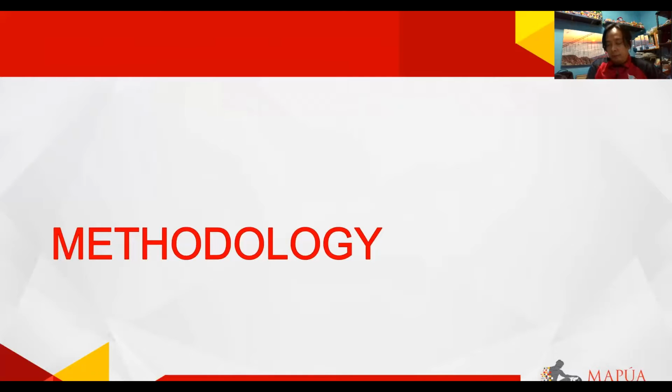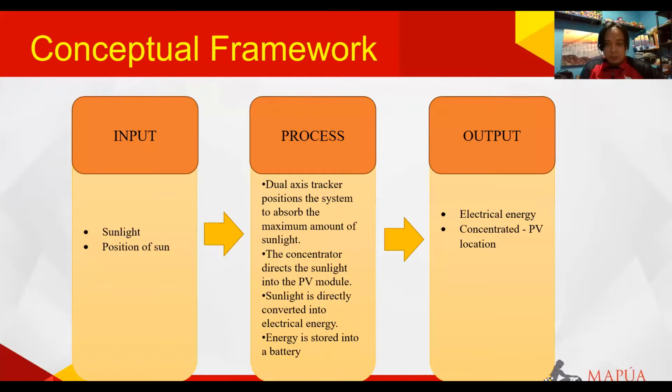So let's go forward to the methodology of the study. Okay, first, on the input side, the sun is the main source of the energy in the system. The constant movement of the sun throughout the day is the most challenging aspect in harvesting its energy. So the issue we'll be addressing here is by using a dual axis tracker, which can help continuously track the sunlight from north to south or east to west. So that's why it is a dual axis tracker.